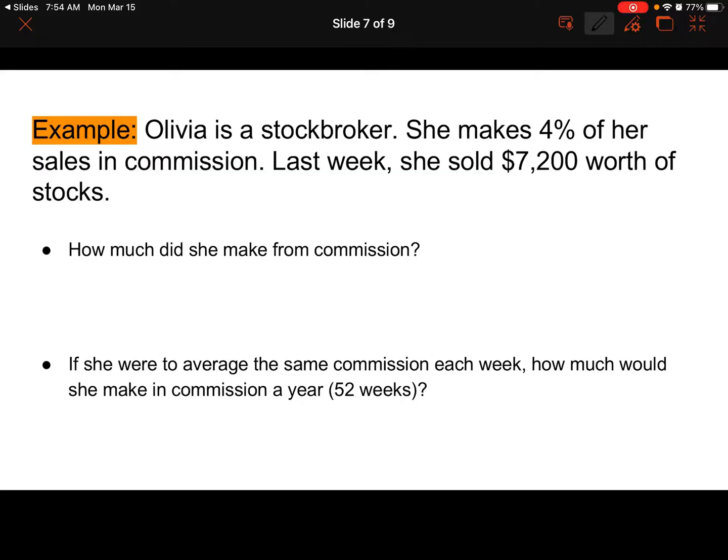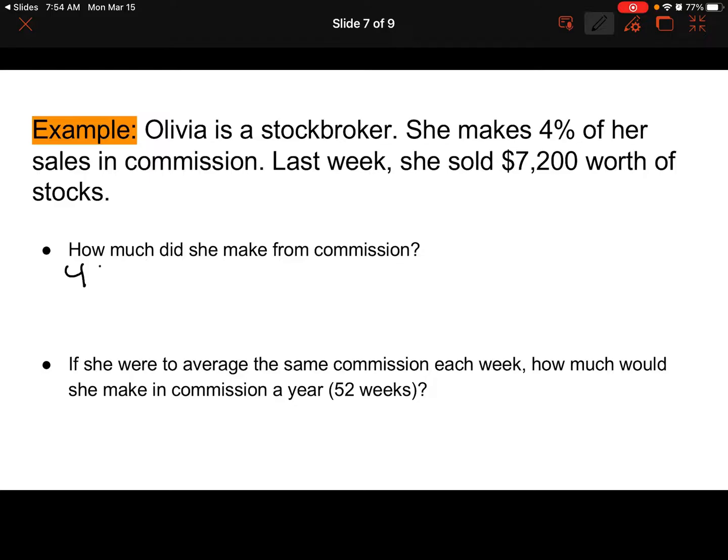All right, next we have here that Olivia is a stockbroker. She makes 4% of her sales in commission. Last week she sold $7,200 worth of stocks. So how much did she make from commission? And then how much would she make in a year if she's making this much commission every single week? All right, so first we need to find out what is 4% of 7,200.